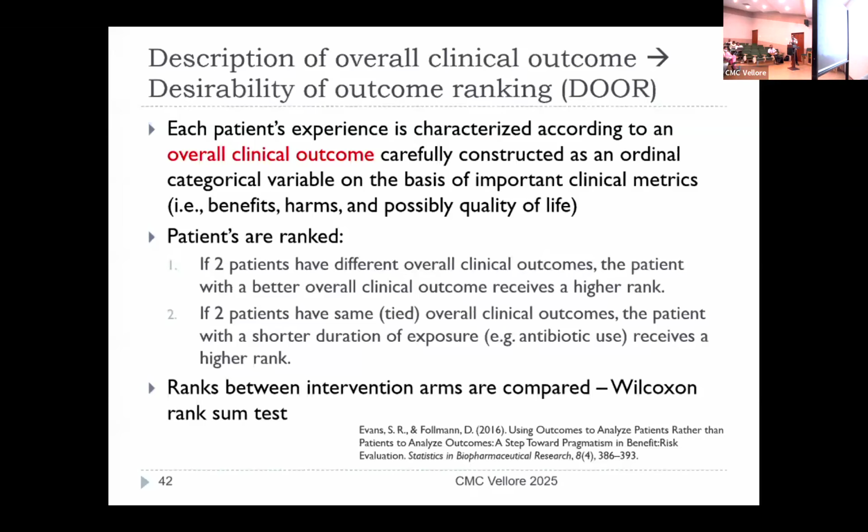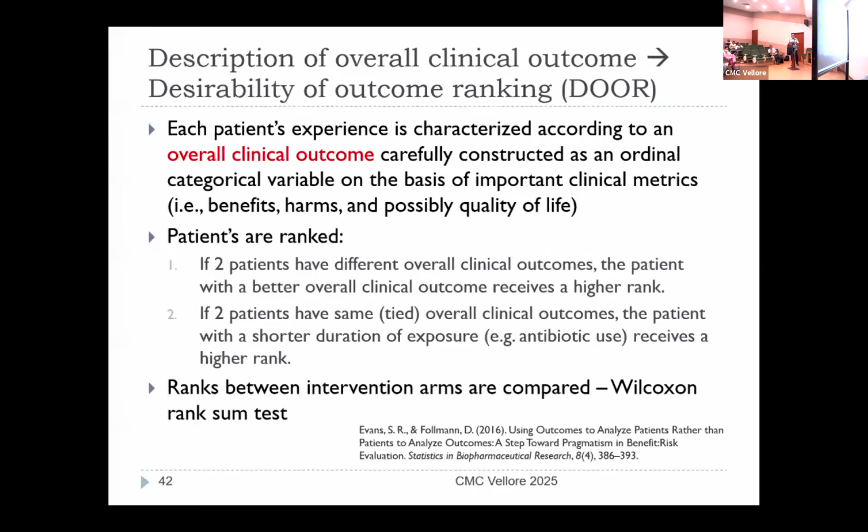So now we are taking the patient's perspective included as well. It's carefully constructed. It's an ordinal categorical variable. So it's not a continuous variable. It's not binary. It's ordinal. So there is an order to the categories. And it's based on important clinical metrics of harm, benefits, quality of life.